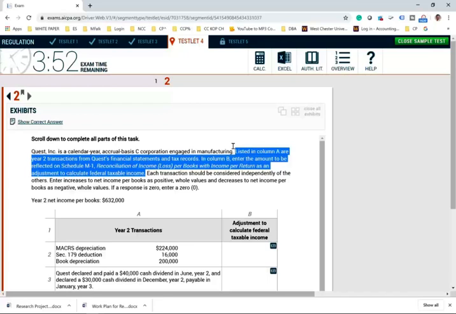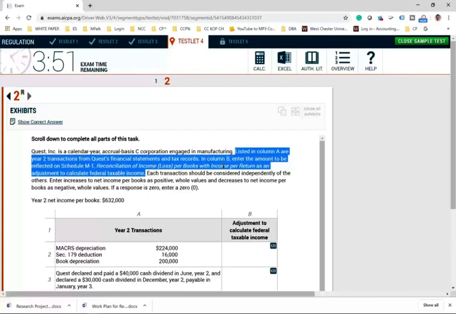Now, the good news about this simulation is each situation is independent. So if you get one wrong, you can get the other one right. That's a good thing. And the good news is it's about one topic, Schedule M-1. You may see Schedule M-1 in multiple choice here and there, but in the simulation, they want to see if you really know how to analyze and adjust for Schedule M-1.